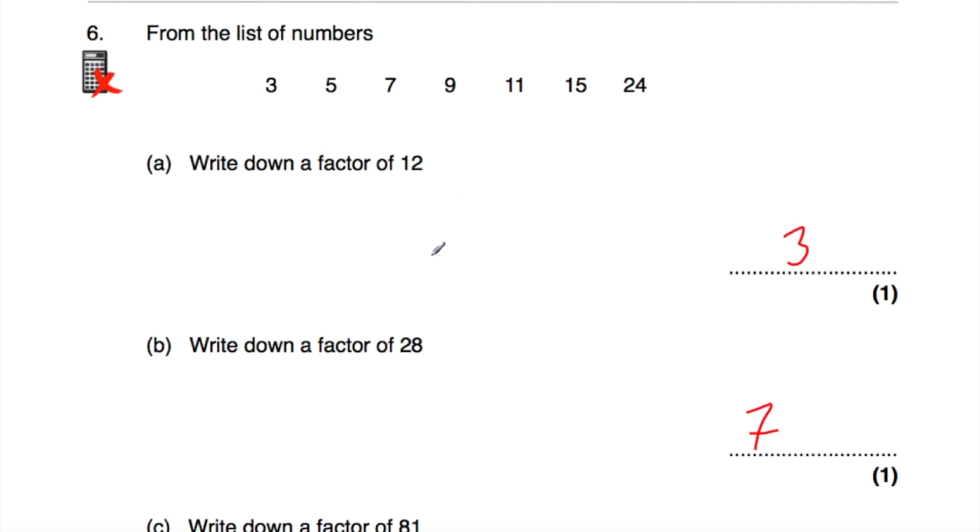Let's just check and see if there's any others. 9, no, because 28 is not divisible by 9, because it goes 9, 18, 27, 36. 11, no, because it's 11, 22, 33. 15, no, because the multiples of 15 are 15 and 30 and so on, so 28 is not divisible by 15. And 24, no, there'll be a remainder. So 7 is the factor of 28 from this list.